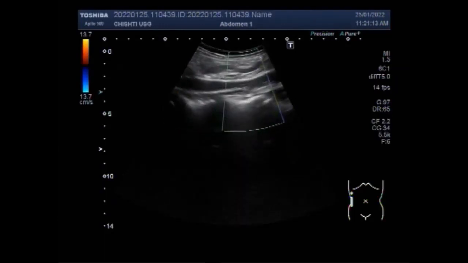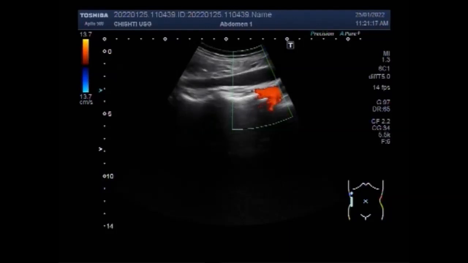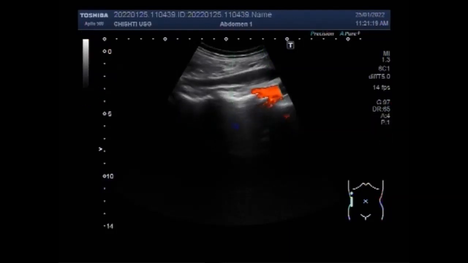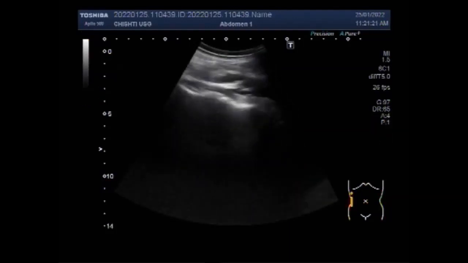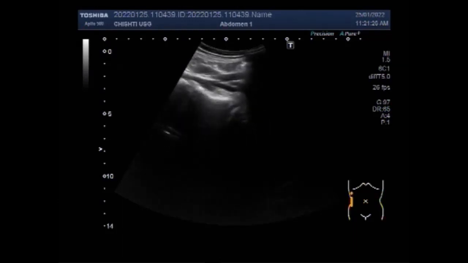Now you can see the tracing of the ureter, and here as the ureter is crossing the iliac vessels, you can differentiate the ureter from the iliac vessels with Doppler flow. Now this is the right ureter and these are the iliac vessels.